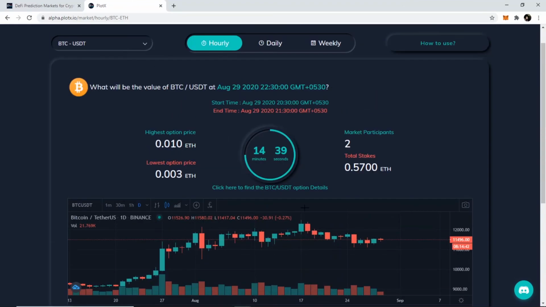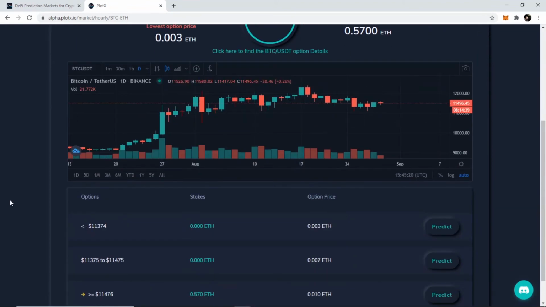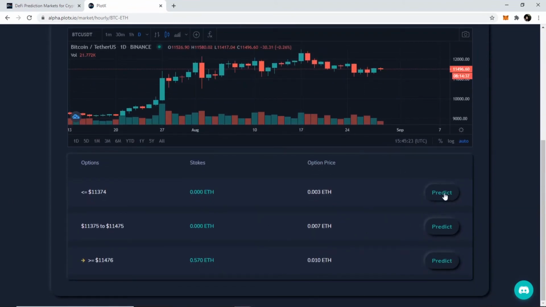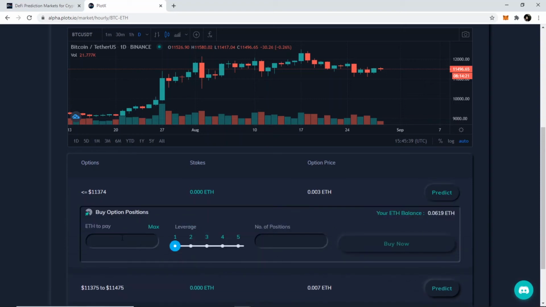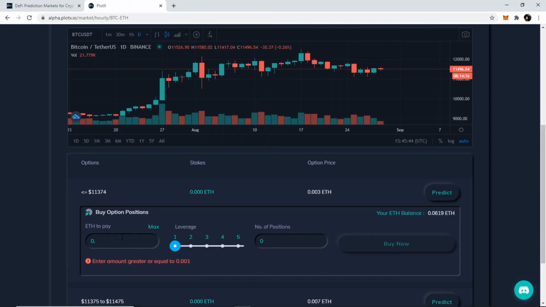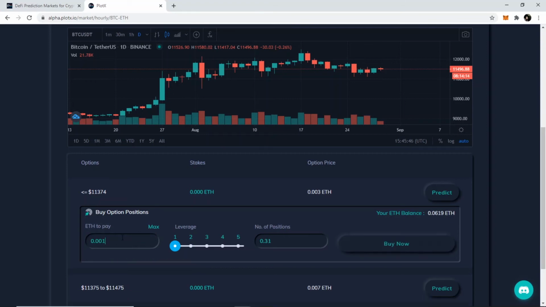Right? So, not going into all that technical stuff, let's just come to how to make predictions in any given market. Now let's say that I'm super confident that the price of this value will drop drastically, and it will be somewhere around $11,350. I don't think that will happen, but let's say that I am sure about that. All right, so I'm willing to stake 0.001 ether on that.